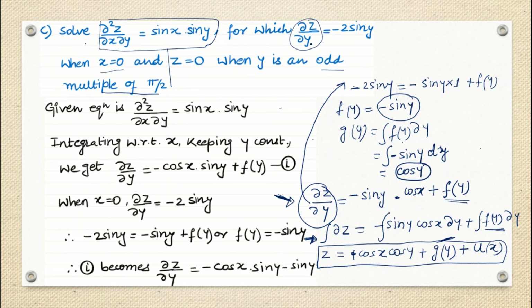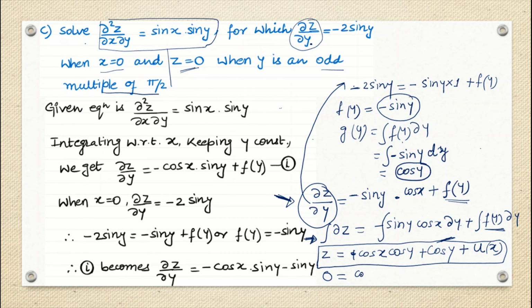So you got g(y). g(y) is cos y. So here, instead of g(y), I am writing cos y. Okay, so this is my cos y. So z is this much, and I need to find u(x). For that, the second condition is also given to me. They are saying that z is 0 when y is an odd multiple of pi by 2.